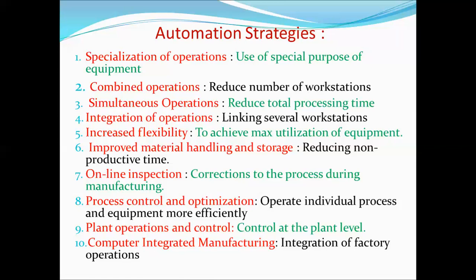Next is the process control and optimization. Basically this includes a wide range of control schemes which are intended to operate the individual processes and associated equipment more efficiently. With the help of this strategy, the individual process times can be reduced and the product quality will be improved. Next is the plant operation and control.